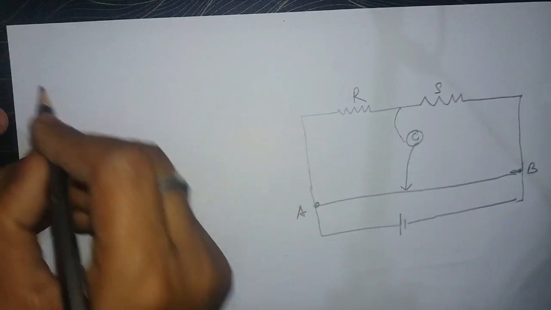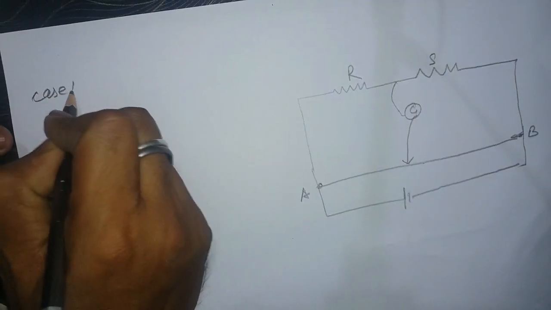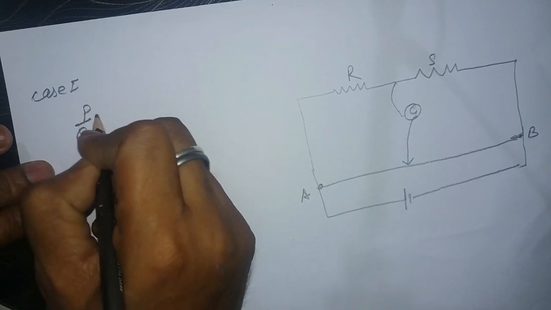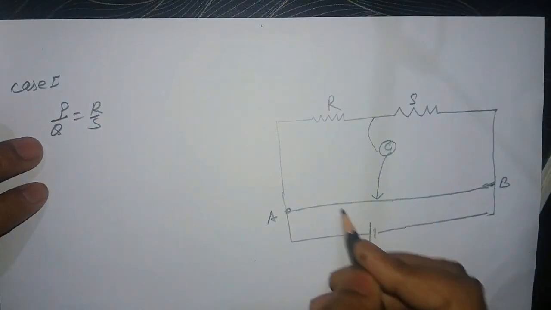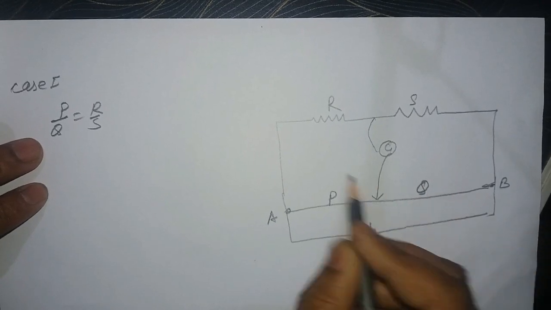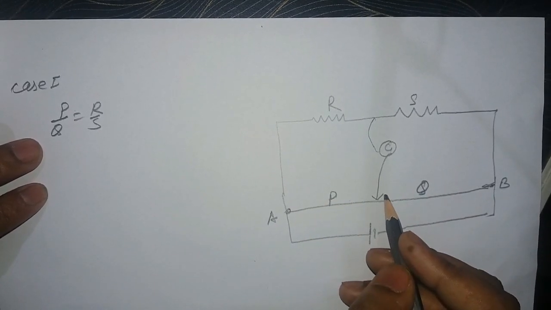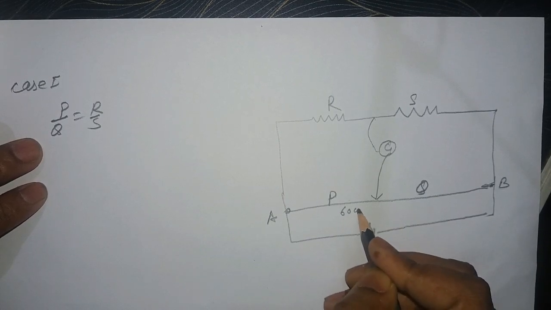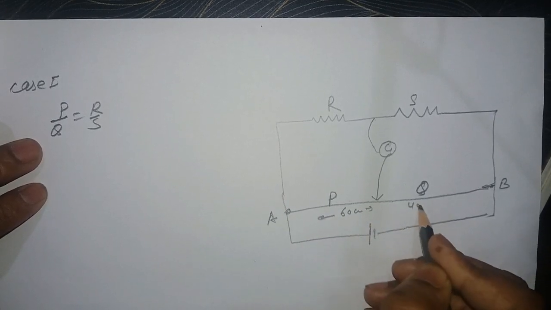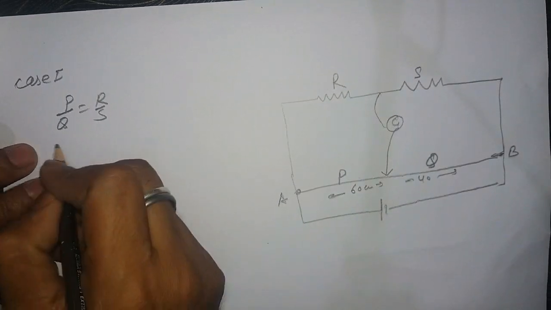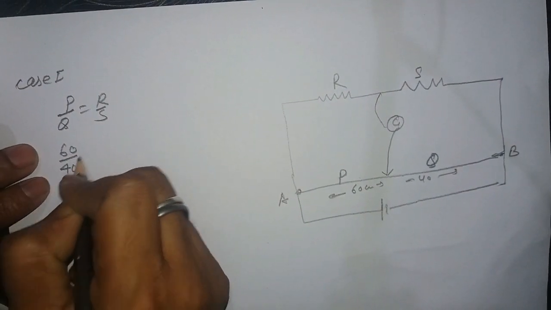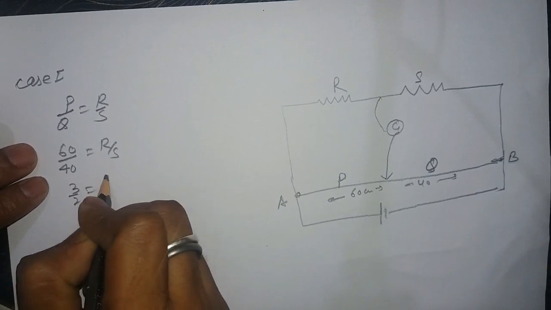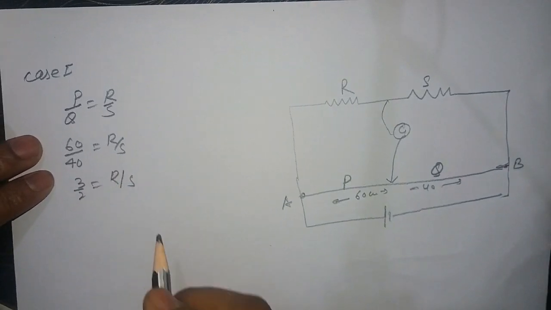In this question, case 1, case first, P upon Q equal to R upon S. This is P, this is Q. So in the case first, the null point is at 60 centimeter. This is 60 centimeter, and this will be 40. So 60 by 40 equal to R by S. That is 3 by 2 equal to R by S.